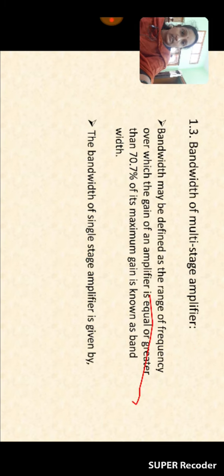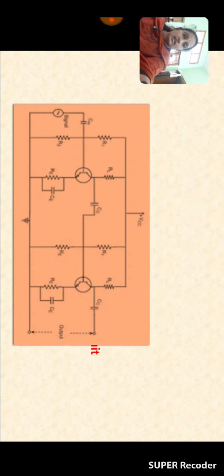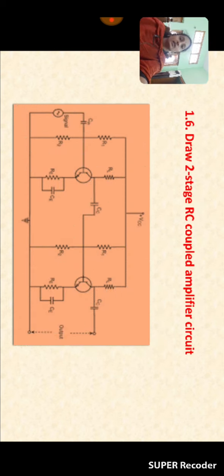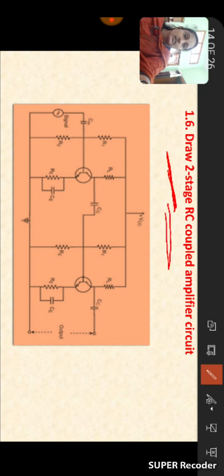70.7 percentage. Okay, and see here, the next topic is the two stage RC coupled amplifier. What is our next topic? Two stage RC coupled amplifier. The name itself indicates the complete construction. How many stages are there in our circuit? Two stages. And which type of coupling is used here? RC coupling. Okay, so now we are able to draw the circuit without seeing it.